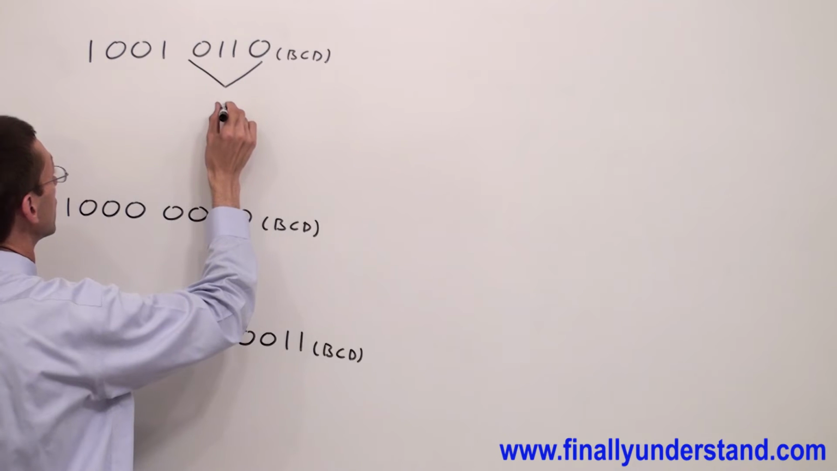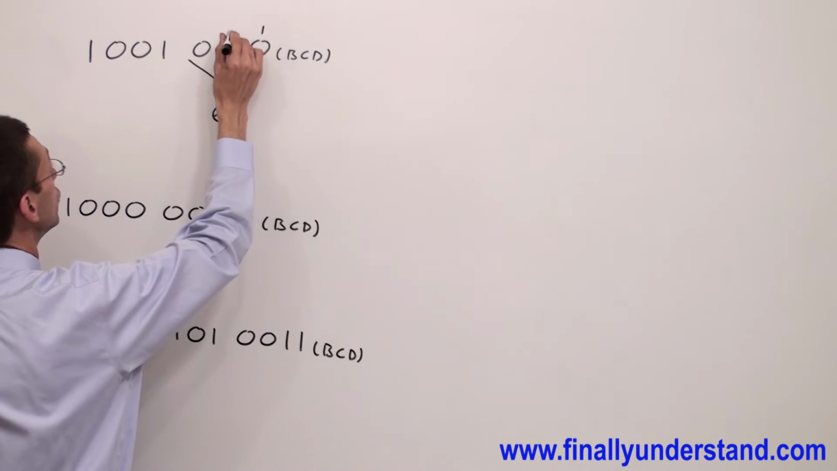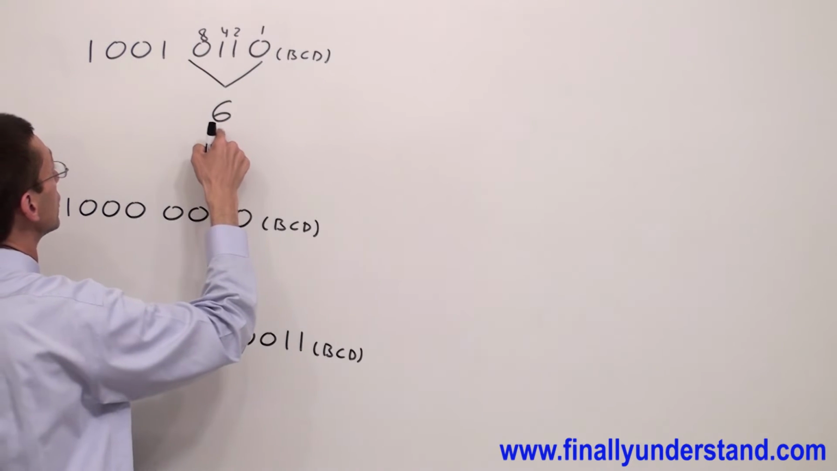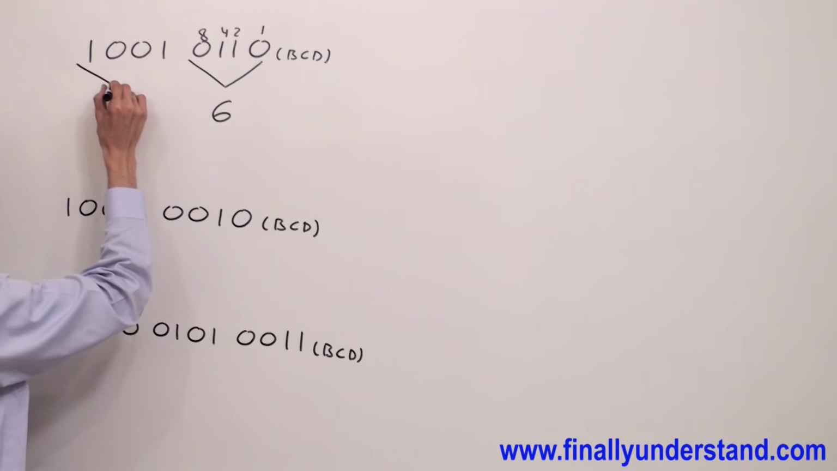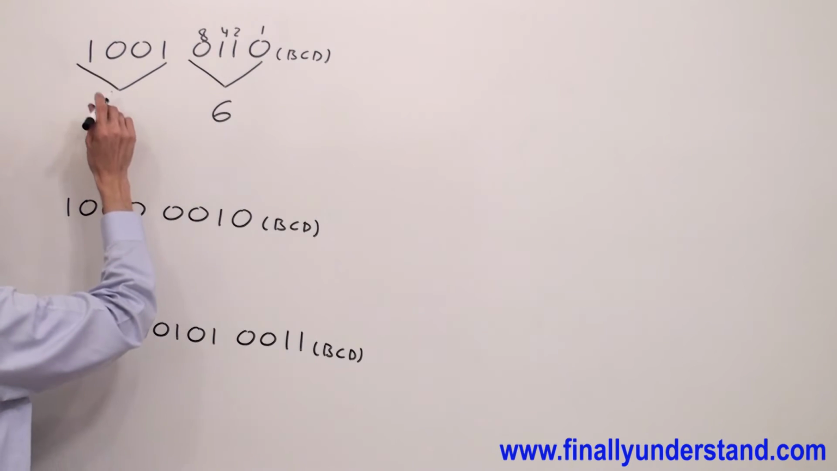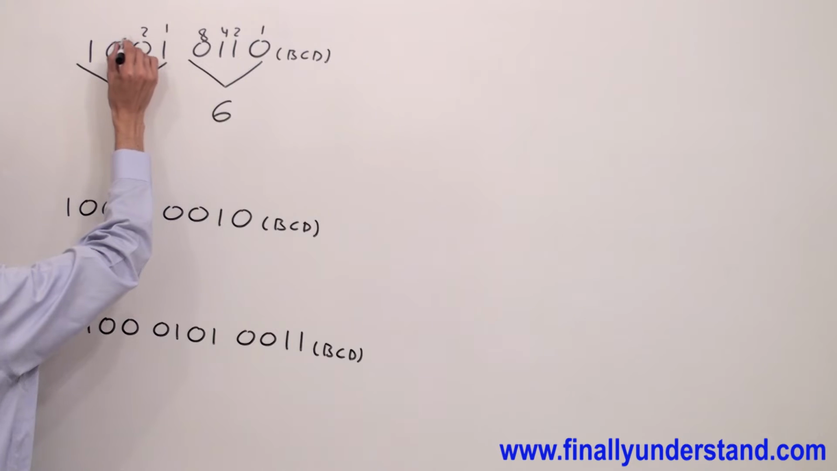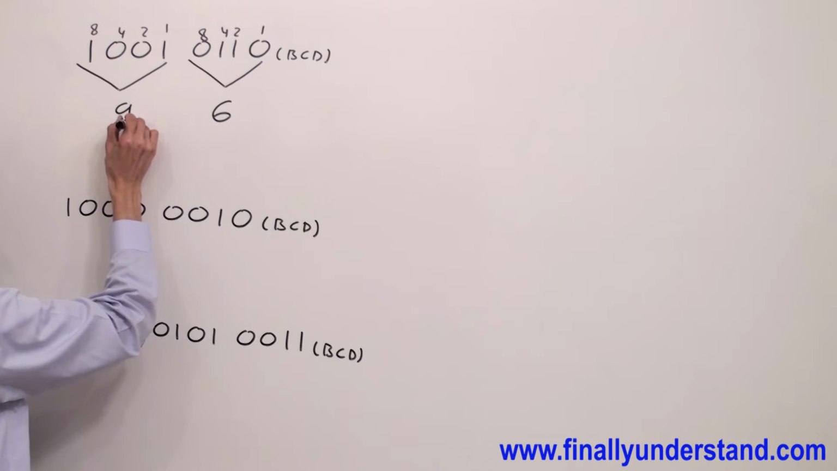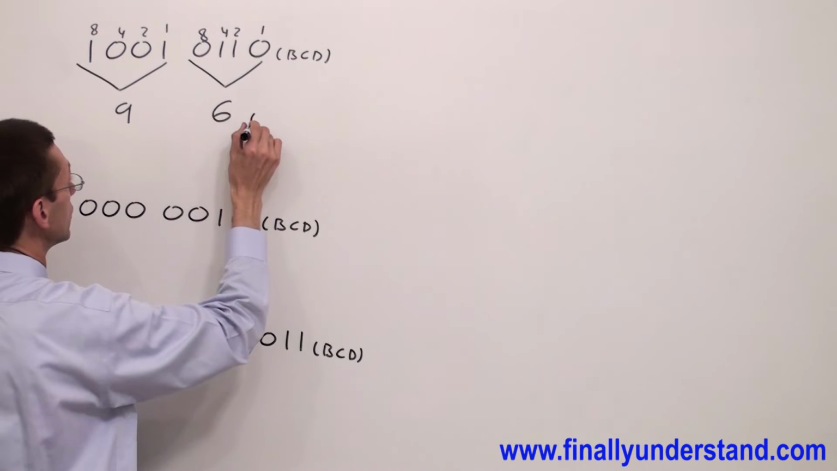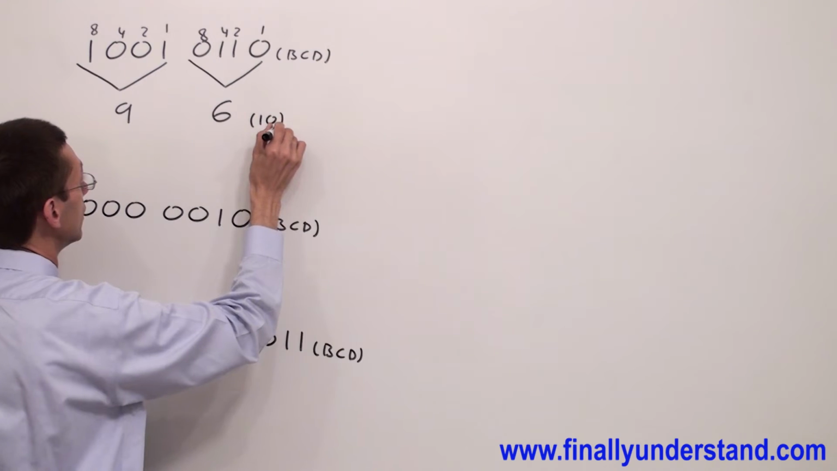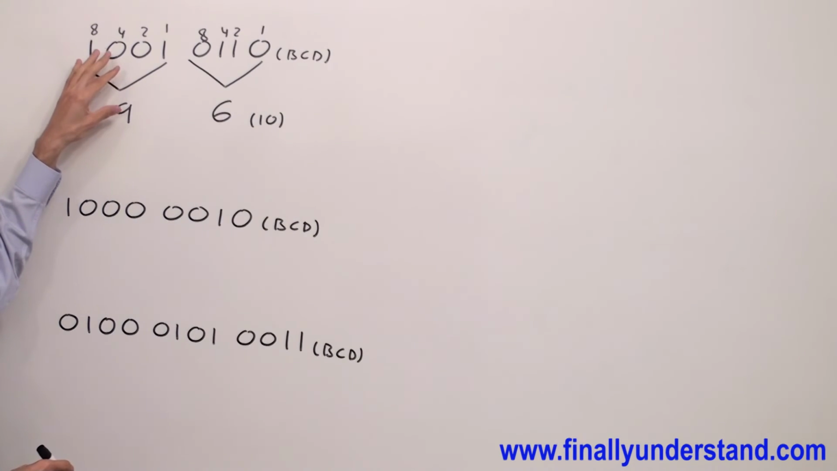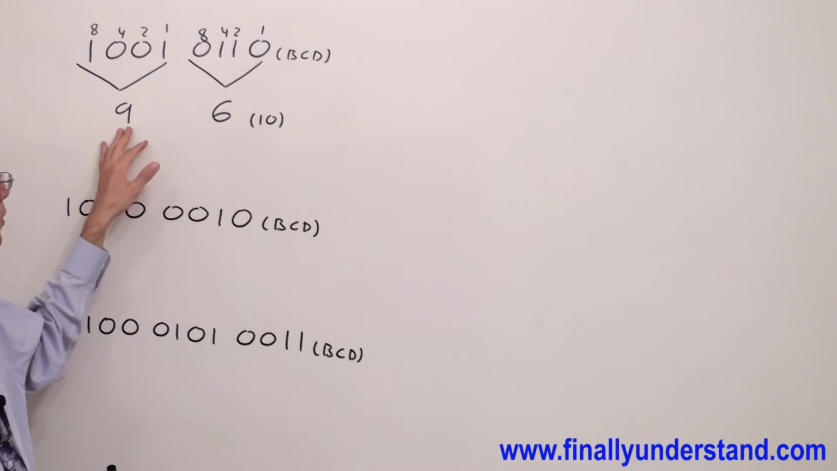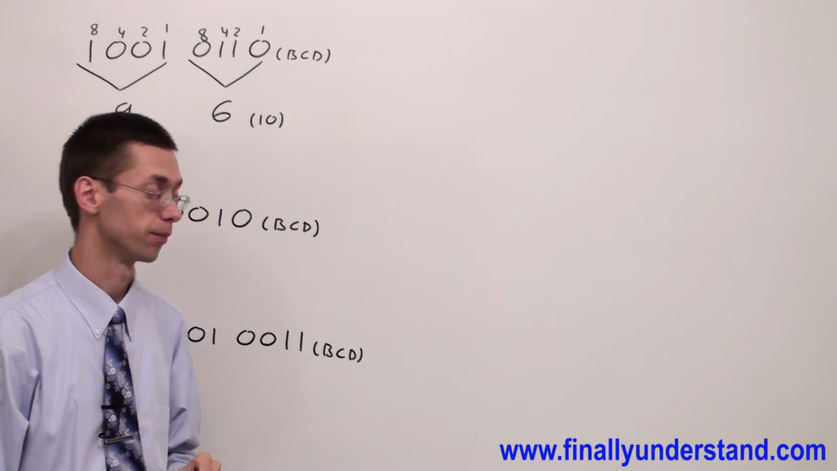This is binary 6. 1, 2, 4, 8. 4 plus 2 is 6. I have another 4 bits. 1, 2, 4, 8. 8 plus 1 is 9. So this is 96 base 10. So this BCD code is equivalent to 96 base 10.